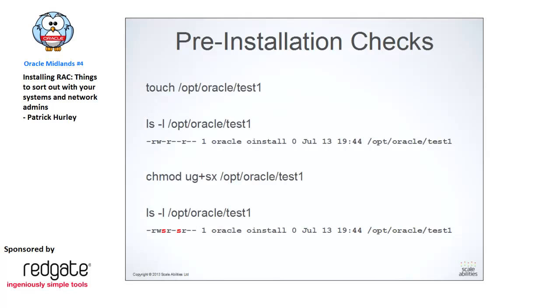And the last one, create a file in your Oracle home, and just check you can set these bits. It'll stop you getting almost through an installation, having to abandon it.